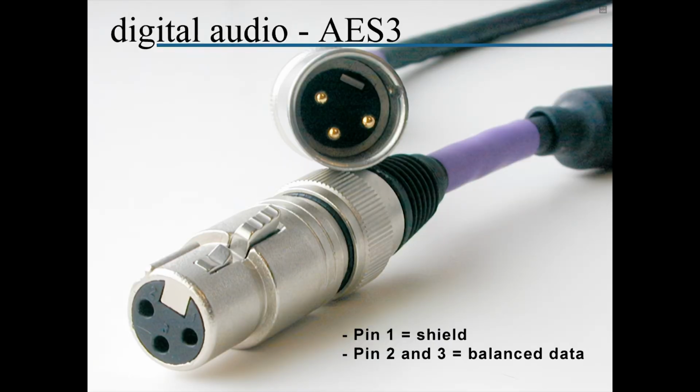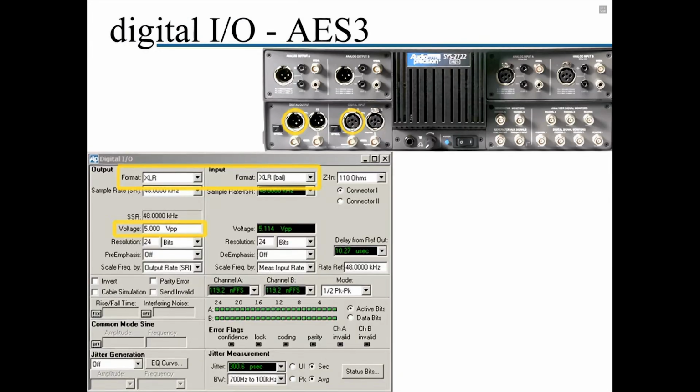AES-3 serial digital data is carried over a standard XLR cable, where pins 2 and 3 are the balanced data signal and pin 1 is the shield. The signal can be transported through a cable up to 100 meters in length. When using AES-3 in audio precision instruments, connect to the XLR connectors in the digital I/O. Select XLR output format and XLR balanced input format in the digital I/O panel.